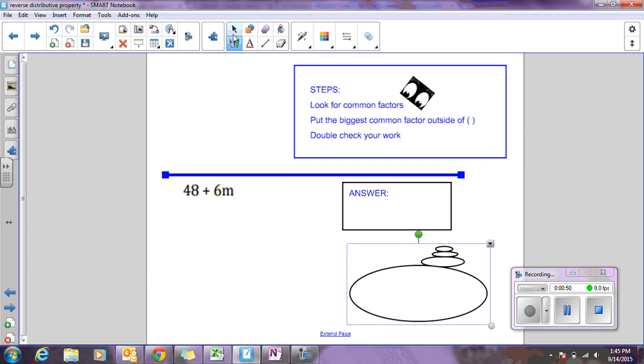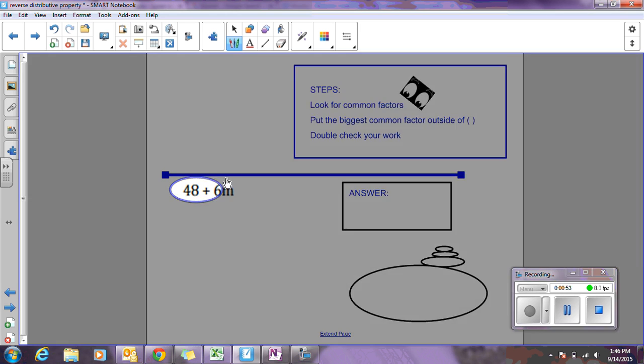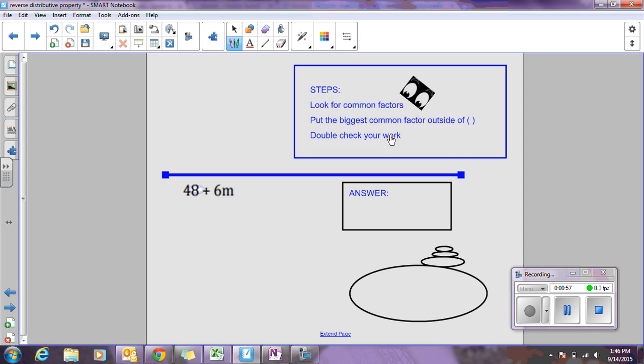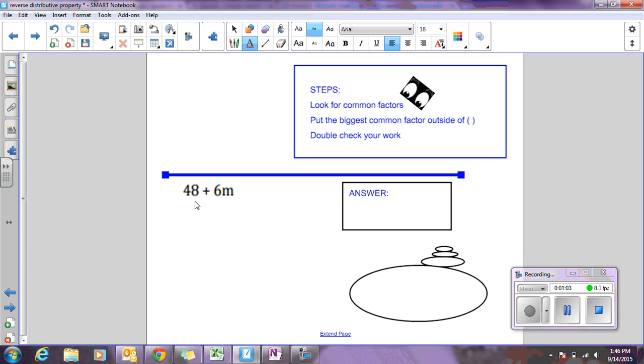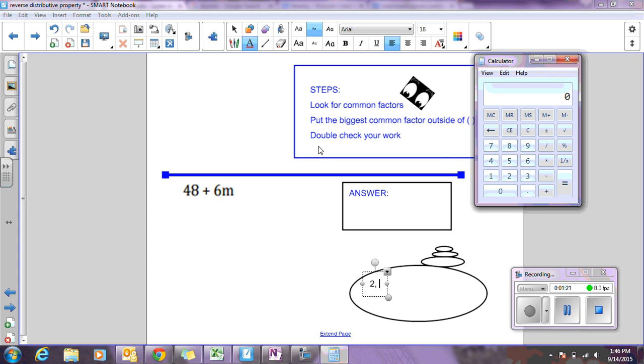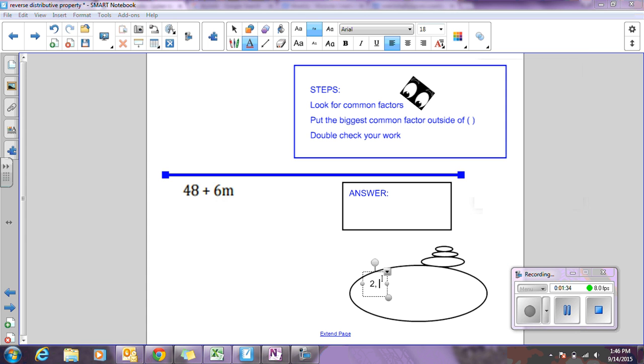So the first one we're going to look at is 48 plus 6m. We're going to look for our common factors. So I guess we should think of all the numbers that make up 48 and make up 6. I know that they both have a 1 inside them, but I'm not going to use that. They both have a 2. Do they both have a 3? Well, I'm going to use a little calculator to help me. 48 divided by 3. Yep, 3 and 16. So they both have 2, they both have 3.